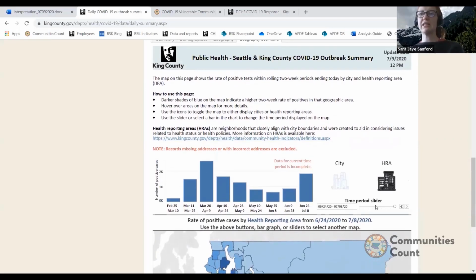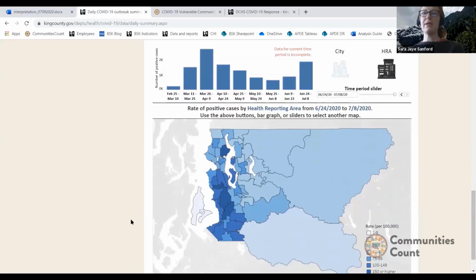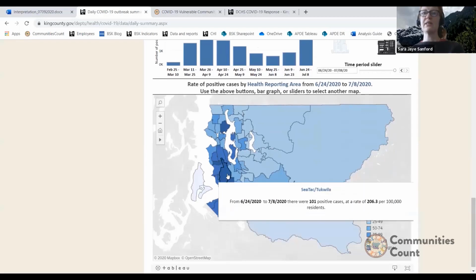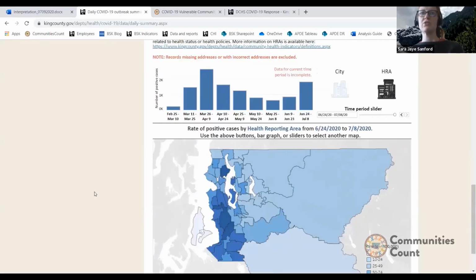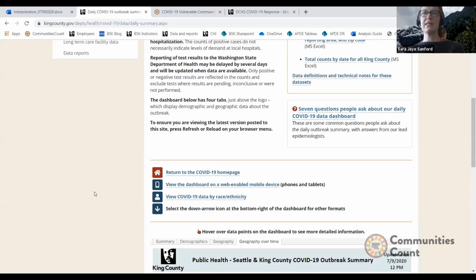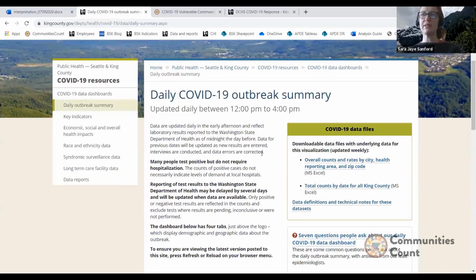Here you can actually toggle the time period that you're interested in. We're looking at the couple weeks from June 24th to July 8th, which is yesterday, and seeing how the rates changed in different geographies over time. So that's one thing that came up in the dashboard that I just wanted to demonstrate.